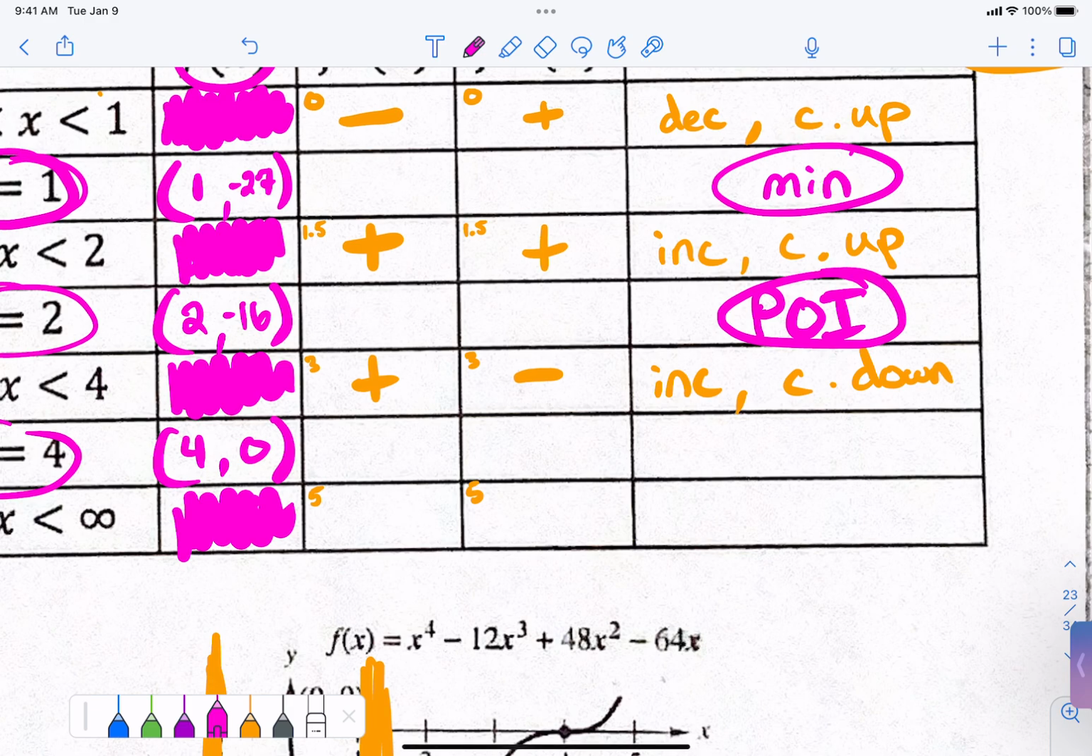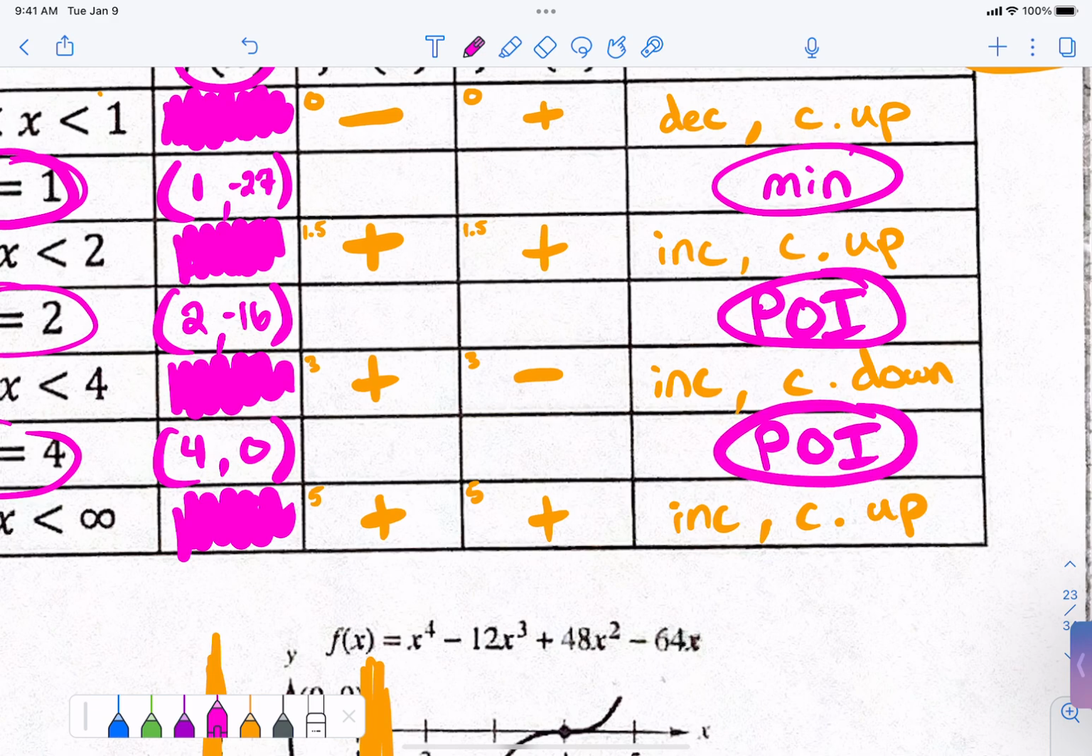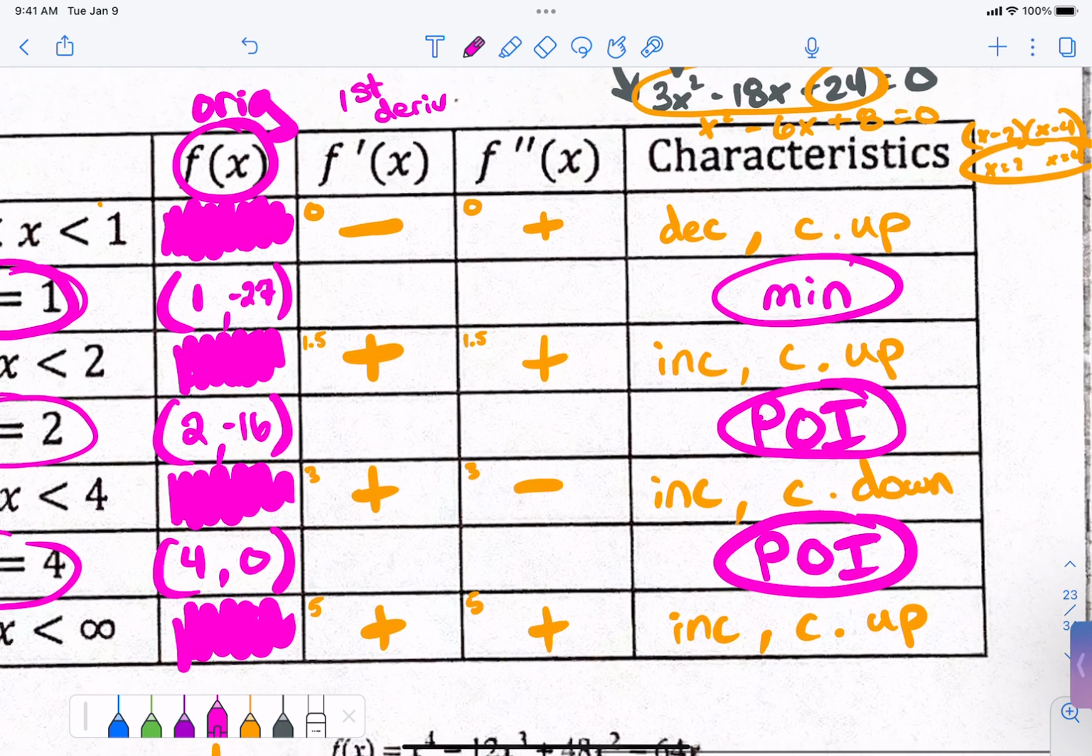Next, we're plugging 5 in for this one. I get 4, which is plus, positive. And now the last one, if I plug in 5, it is plus, concave up. So he is increasing and concave up, which means this point right here is a point of inflection, a POI.